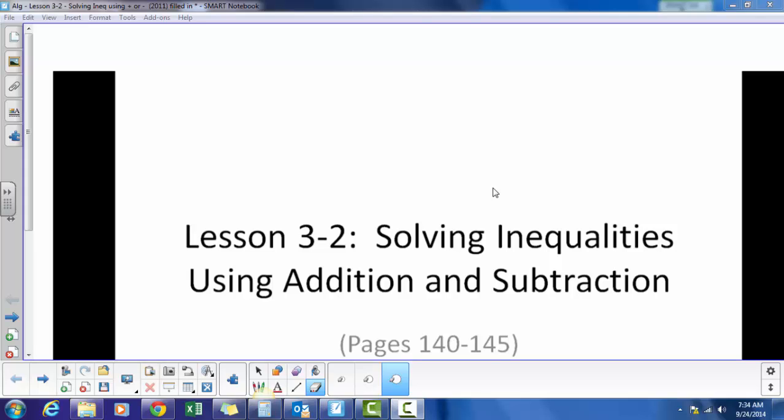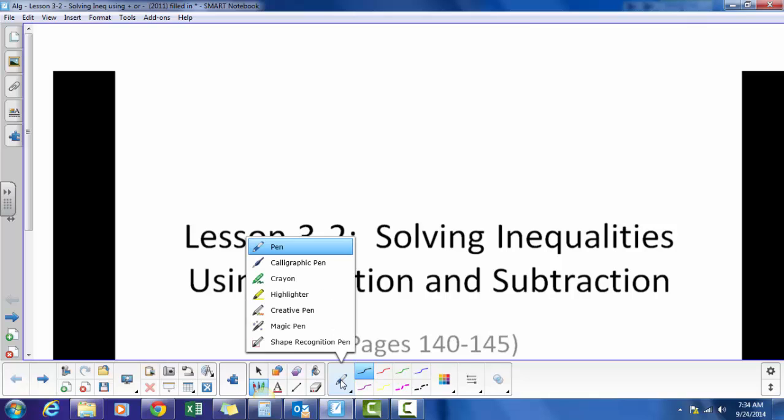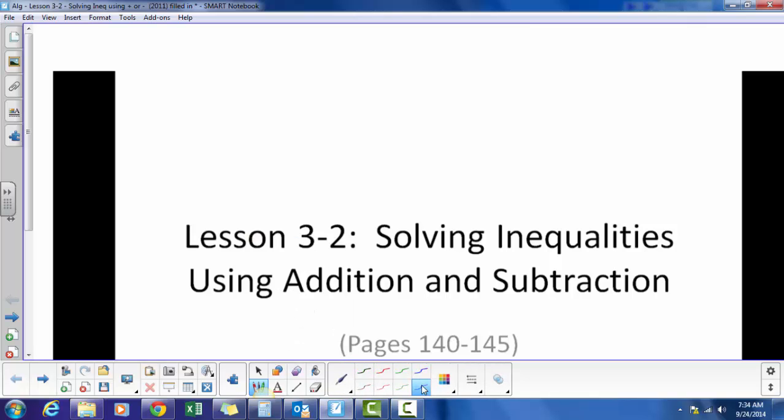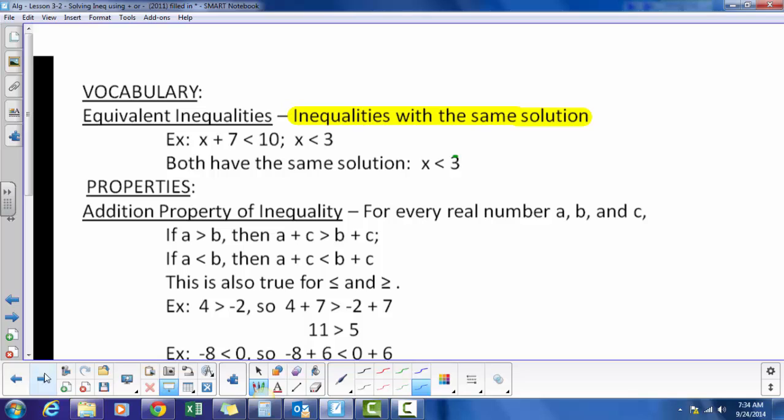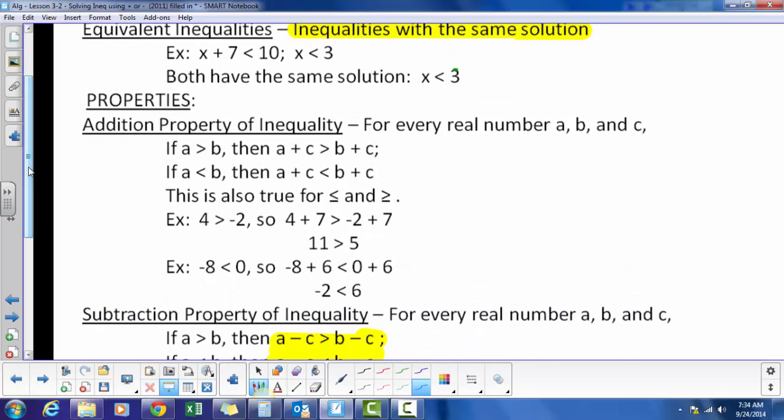All right, so this lesson is lesson 3.2, solving inequalities using addition and subtraction. So yesterday when we started lesson 3.1, I said to you, remember that solving inequalities is exactly the same as solving equations. So we're just going to use the same things that we've always used.